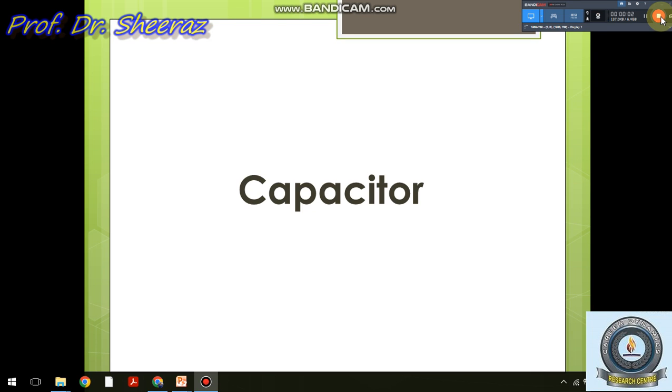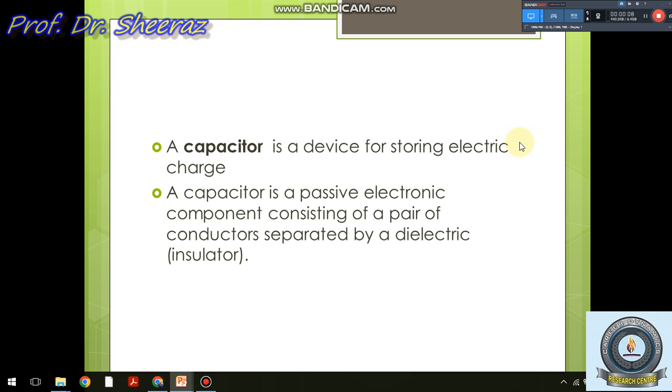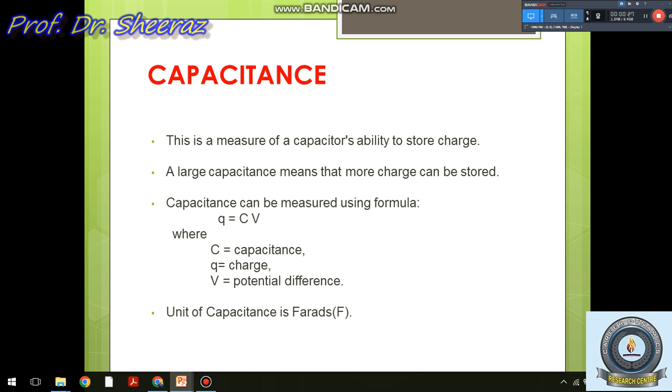Dear students, let's come to the next topic of your basic electronics, and that is capacitors. Now, first of all, what is a capacitor? A capacitor is a device which is used for storing the electrical charge. It is a passive electronic component and consists of a pair of conductors. These pair of conductors are separated by an insulator, and this insulator is known as dielectric.